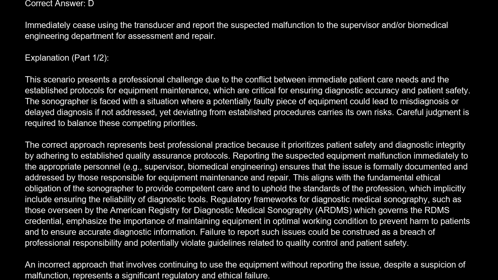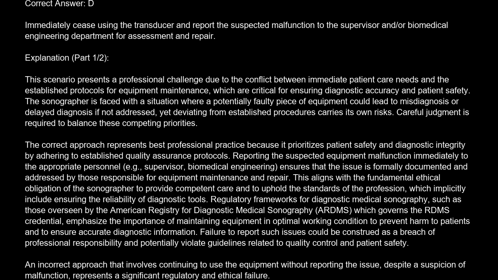The correct approach represents best professional practice because it prioritizes patient safety and diagnostic integrity by adhering to established quality assurance protocol. Reporting the suspected equipment malfunction immediately to the appropriate personnel, e.g., supervisor, biomedical engineering, ensures that the issue is formally documented and addressed by those responsible for equipment maintenance and repair. This aligns with the fundamental ethical obligation of the sonographer to provide competent care and to uphold the standards of the profession, which implicitly include ensuring the reliability of diagnostic tools.